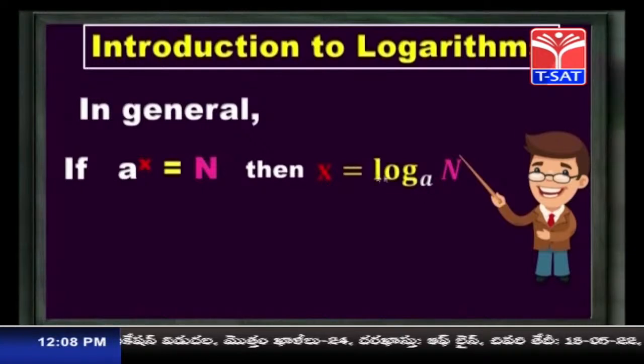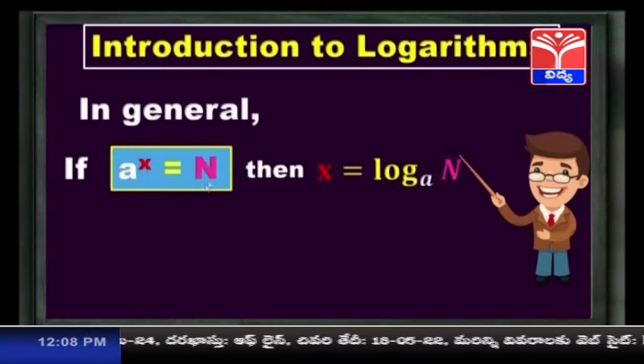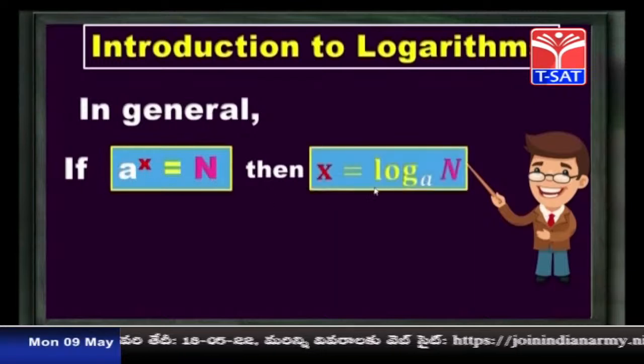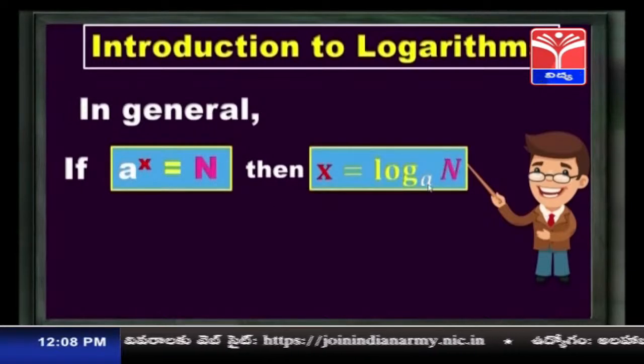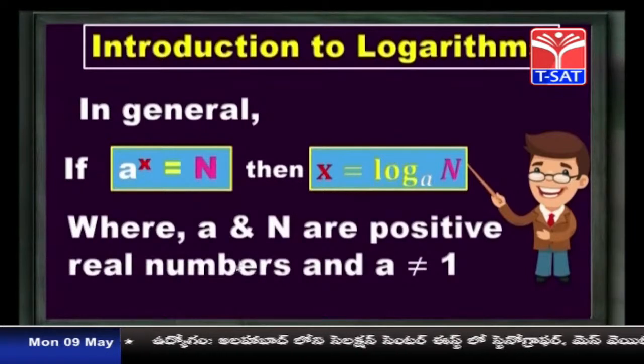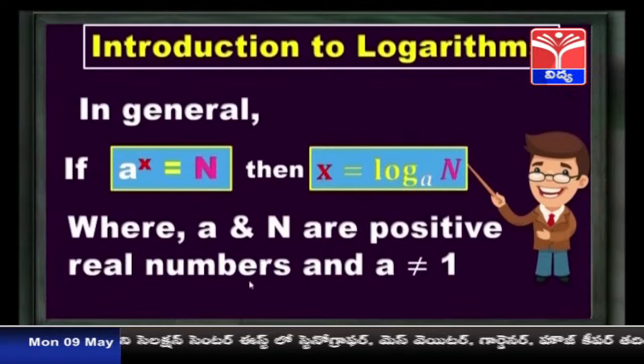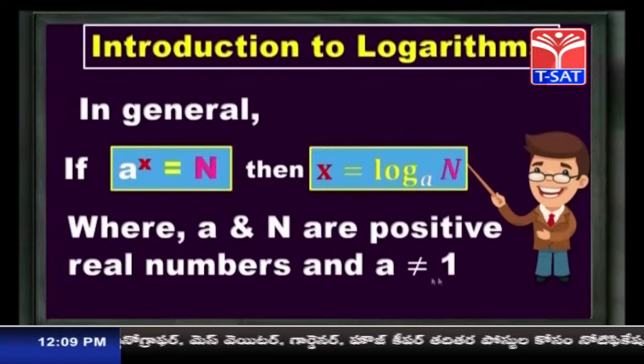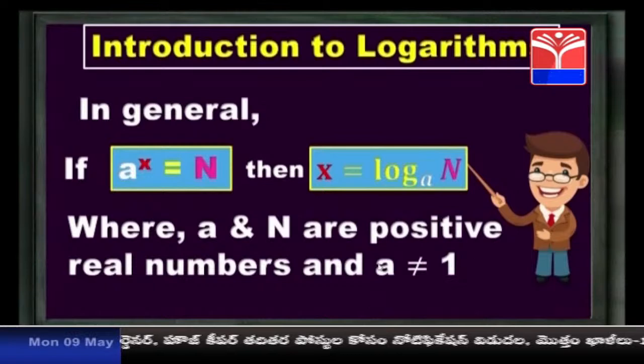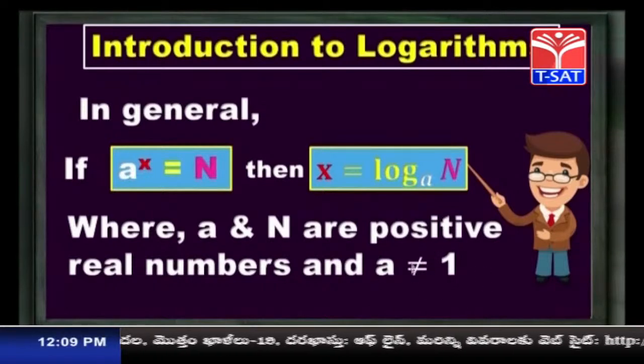So we can say, if a power x is equal to n, then x is equal to log n to the base a, where a and n are positive real numbers and a should not be 1. Here the most important condition is that the base should never be equal to 1.